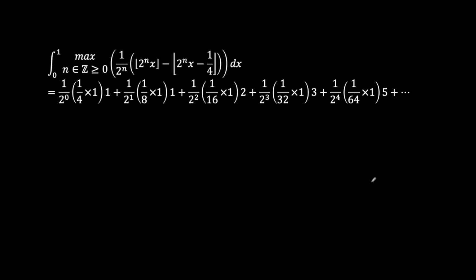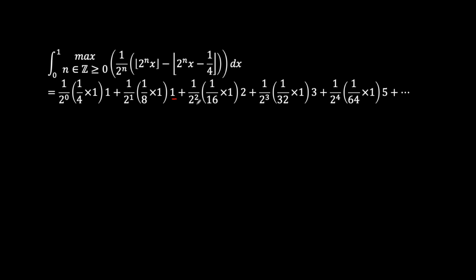So knowing that, our integral therefore is, what we'll do is, for n equals 0, we know that the constant is 1 over 2 to the power 0. And then the rectangle is of width a quarter, and the height is 1. And then there's only 1 rectangle. And then for n equals 1, the constant is 1 over 2 to the power 1. And then the width of the rectangle is 1 over 8 times 1. And then there is only 1 rectangle to be considered.